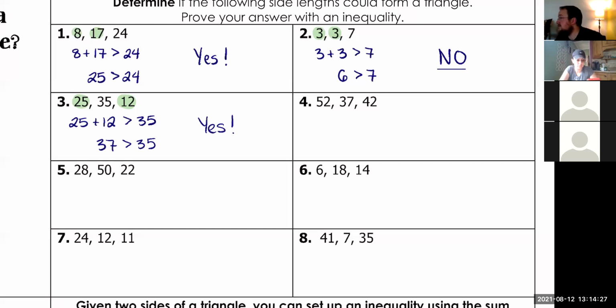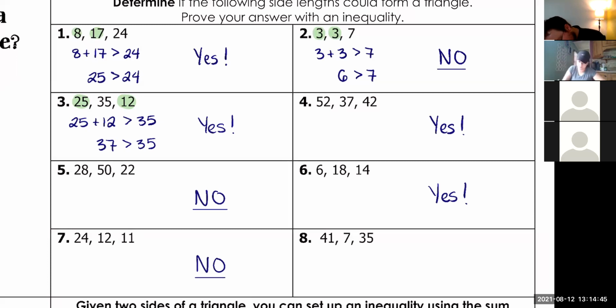You guys get the hang of it? If you want to continue solving those, that's fine. I'm going to tell you that the next one is yes, then no, then yes, then no, then yes. So again, same process. Find the two shorter ones, add them together. They need to be greater than the third. If they are, victory. You can make a triangle. If they are not, bummer. Can't do it.